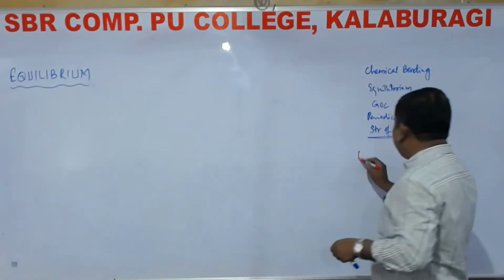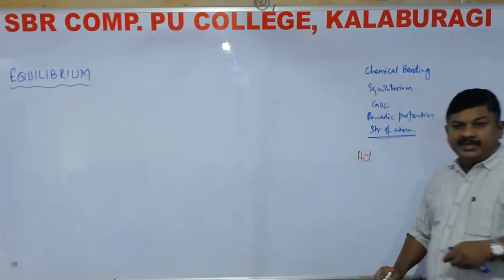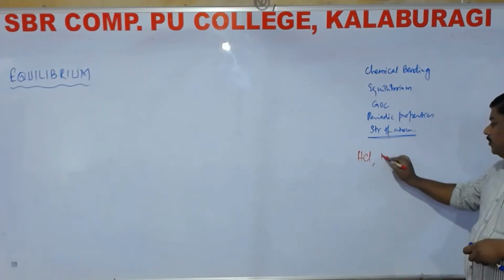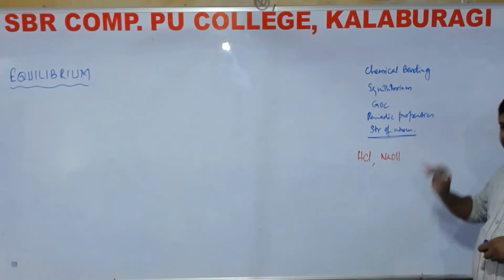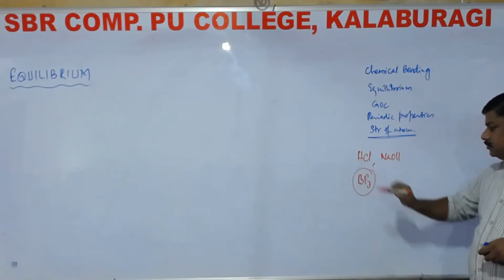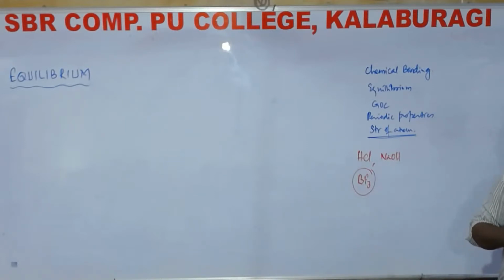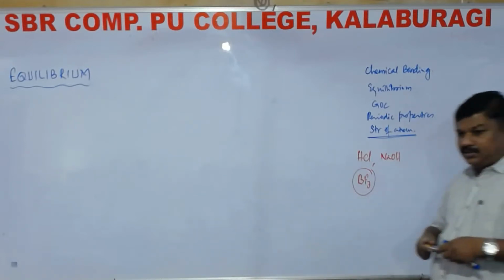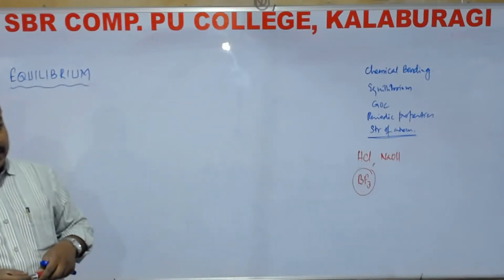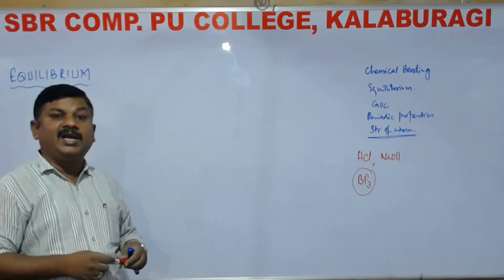What is this one? HCl is an acid or base? Acid. HCl is an acid. Very good. NaOH. This one is a base. What about BF3? So that we have to discuss, whether BF3 is going to be considered as an acid or base. Actually, BF3 is going to be an acid. Boron trifluoride is going to be considered as a Lewis acid.